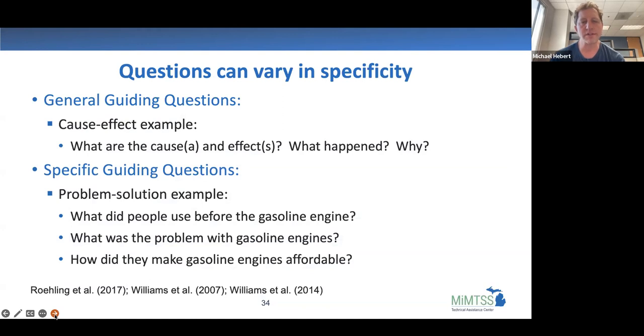But questions can also be more specific, so they can vary in specificity. One of the things we found in our work is that we can ask what the causes and effects are, and that can be pretty powerful. But we can also have some more specific questions. If we think about that gasoline engine example that I shared, rather than just saying, what are the problem solutions, we could ask more specific questions, like what did people use before the gasoline engine? And then what was the problem with the gasoline engine? Then kids are really looking for those problems and solutions and honing in on that piece of it. And then, how did they make gasoline engines more affordable? That can indicate that there was something that needed to be solved, and this is how they solved that problem.